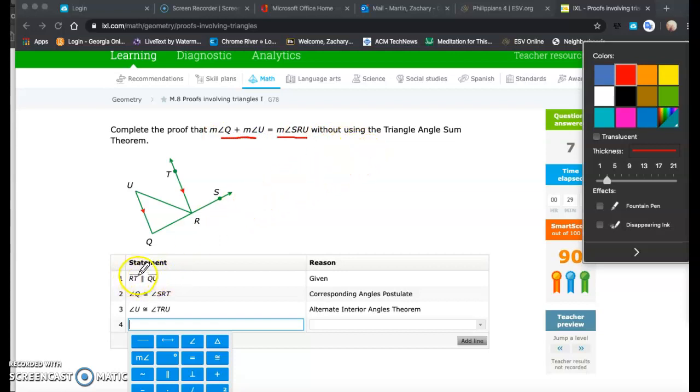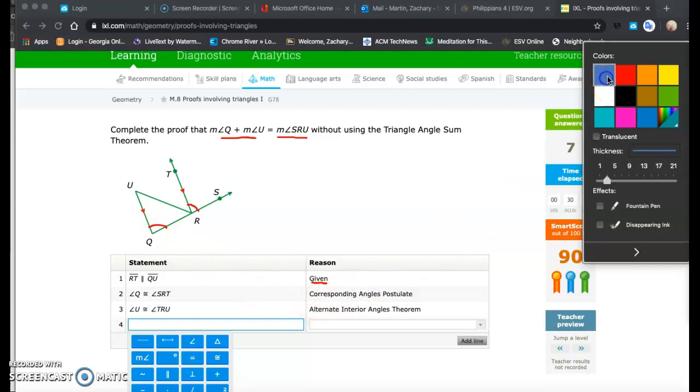All right, here we go. Segment RT is parallel to segment QU, given. All right, fantastic. Now, we know that angle Q is congruent to angle SRT. That looks a lot like corresponding. Yes, corresponding angles. Okay, cool.